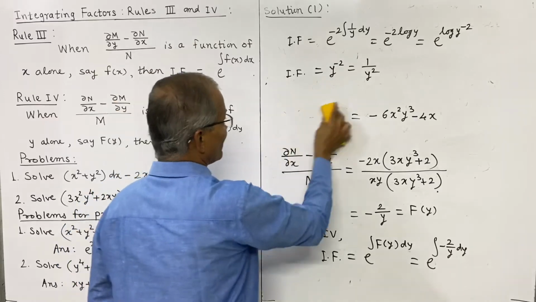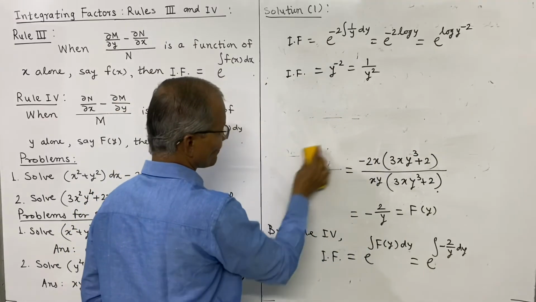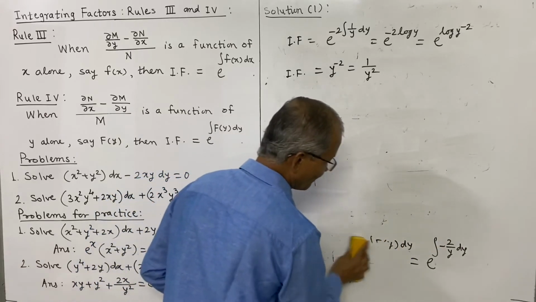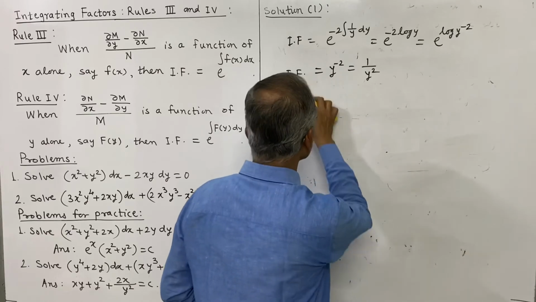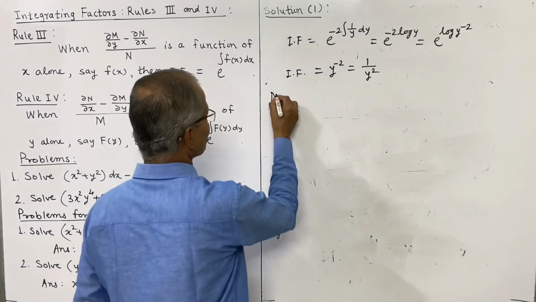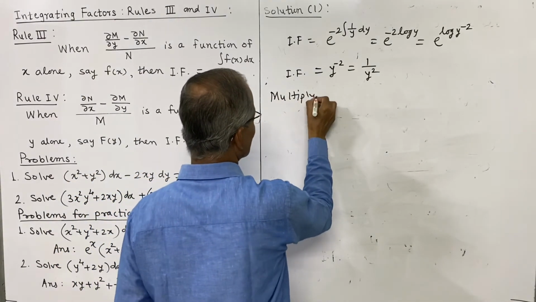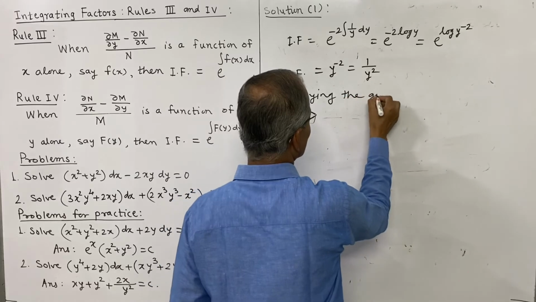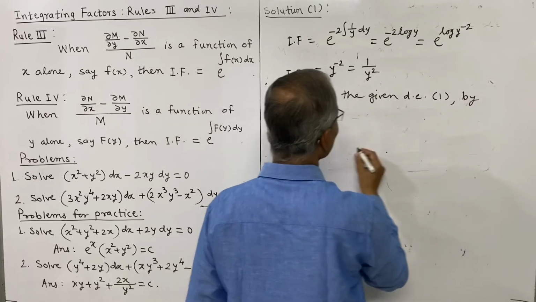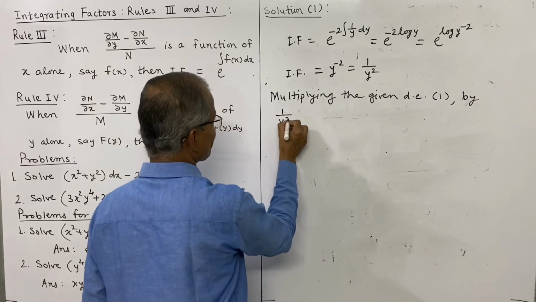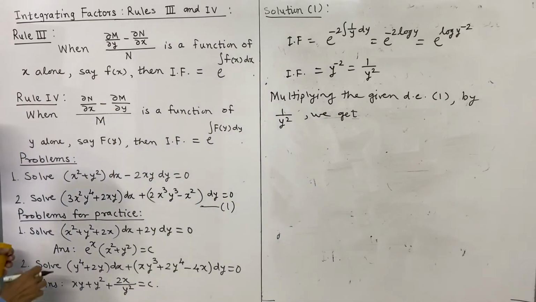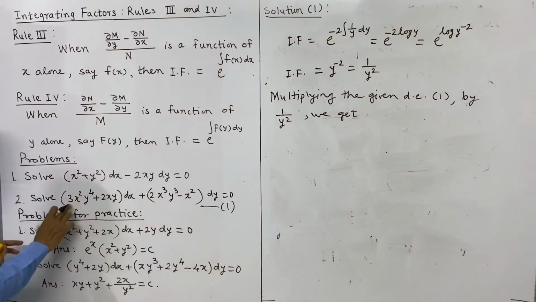Thus we have obtained the integrating factor, and that is the major part in the solution. Now the rest is usual: we have to multiply the given equation, which we have numbered as 1, by this integrating factor. So multiplying the given equation by 1 upon y square, we get... Now see, this can be done directly. Multiplying by 1 upon y square means dividing each term by y square.